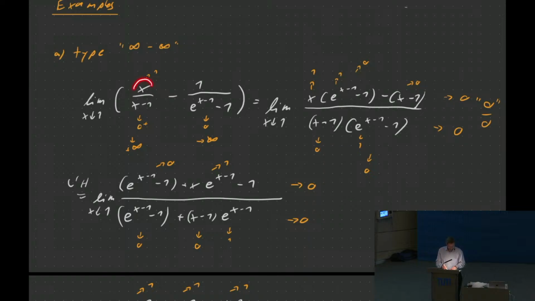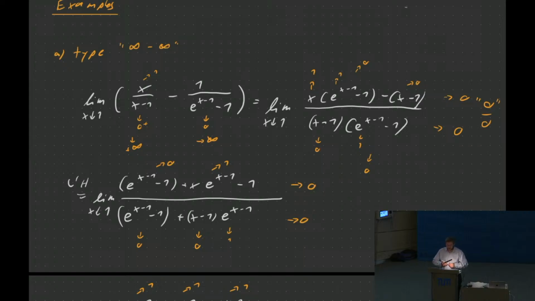And here, of course, you can just substitute 1. If you do that here, you get 0 from the positive side, so this expression goes to infinity. And here, x minus 1 goes to 0, so e to the x minus 1 goes to 1. So this also goes to 0, and that means this expression also goes to infinity. There's something of the type infinity minus infinity.